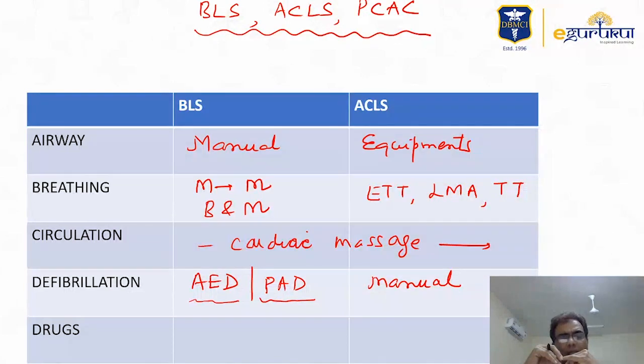Manual defibrillators, we have to use them, we have to diagnose the rhythm, we have to charge them, and we have to give the shock. So manual defibrillators can only be used by medical personnel, so they are part of advanced life support. Drugs obviously can be used by medical personnel, so they are part of advanced cardiac life support.